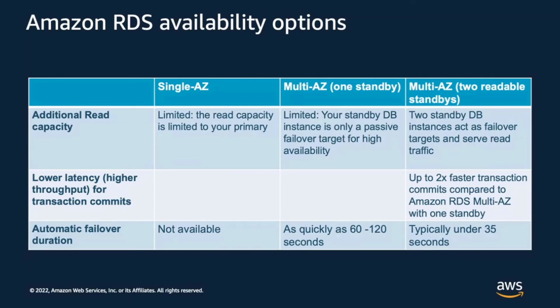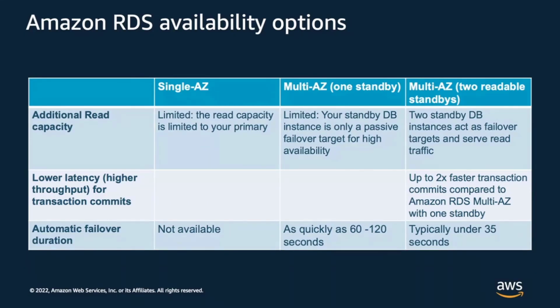For lower latency, higher throughput for transaction commits, single AZ is not applicable as your writes are not being committed to a standby instance for high availability and data durability. For multi-AZ with one standby instance, you will have some write latency as multi-AZ will synchronously replicate your data to a standby instance in another availability zone, as we outlined earlier. With multi-AZ with two readable standbys, the time for your transaction to be committed is 2 times faster than with multi-AZ with one standby.